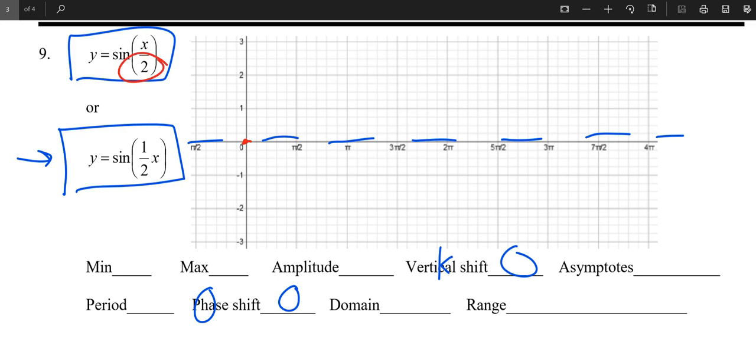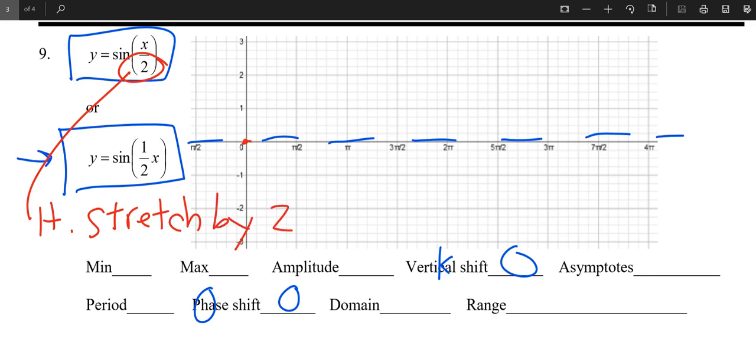Let's see here. This is a horizontal. Is that stretch or shrink? That is a stretch. Why do I know it's a stretch? Because it's greater than 1. If it was less than 1, it would be a shrink. It's important to understand that it's in that denominator, that you're looking at that number.